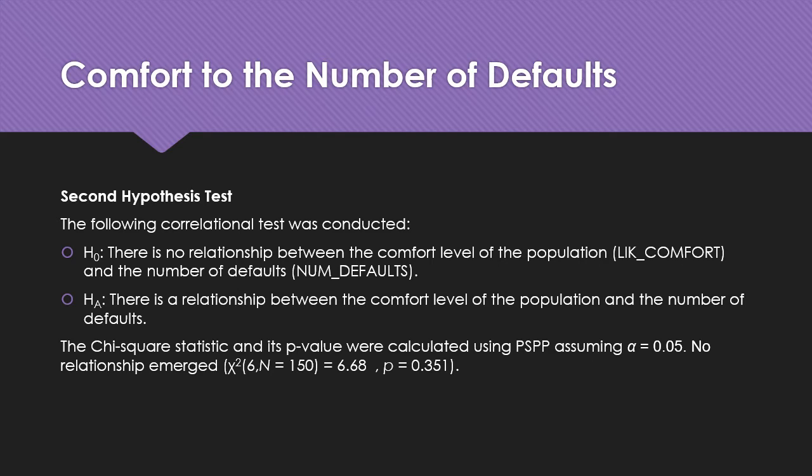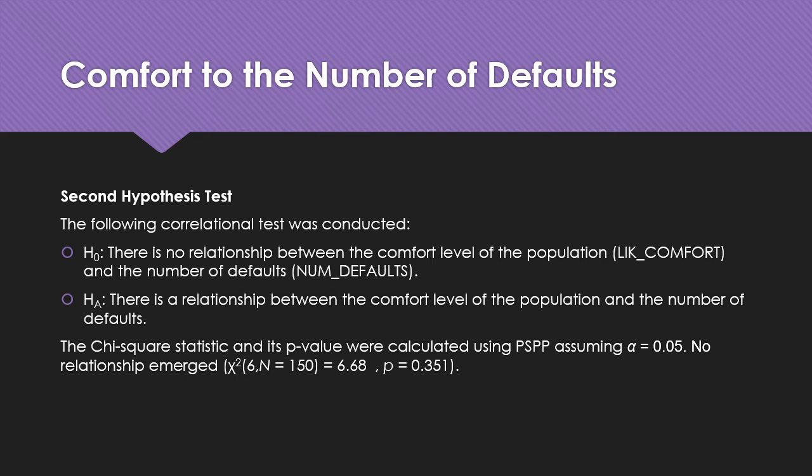Next, we'll look at the comfort level of the population compared to the number of defaults. The null hypothesis here is that there is no relationship between the comfort levels of the population and the number of defaults. The alternative hypothesis is that there is a relationship between the comfort level of the population and the number of defaults.